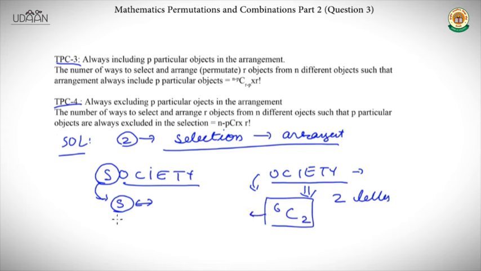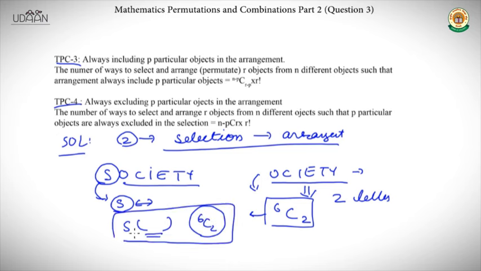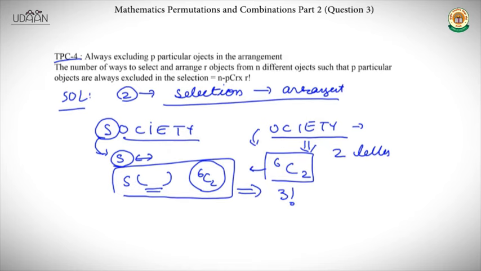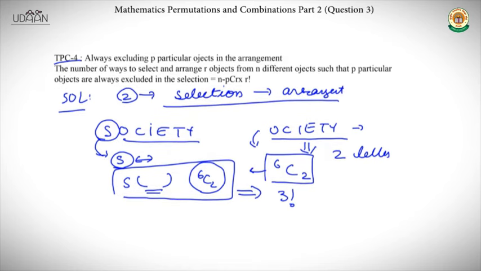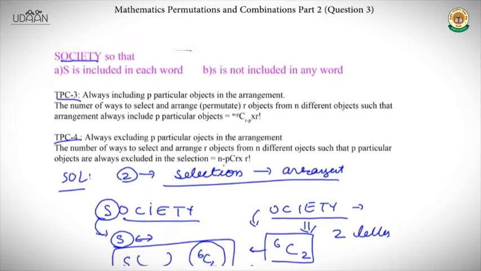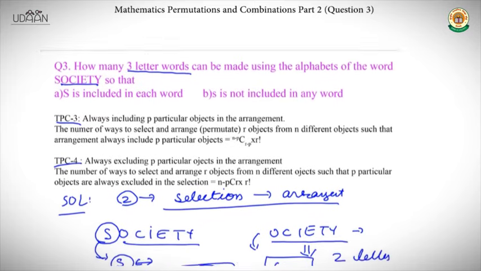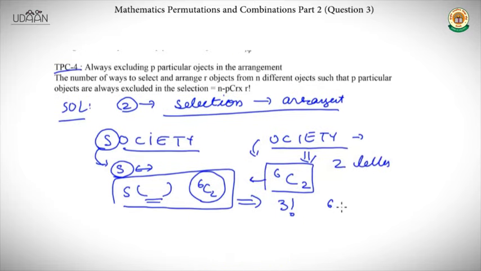Now that we have 3 letters, S plus the 2 selected from the 6C2 selections, we have to arrange them, and the number of ways to arrange 3 objects is 3 factorial. So the total number of ways to form 3-letter words from the word society is 6C2 into 3 factorial.